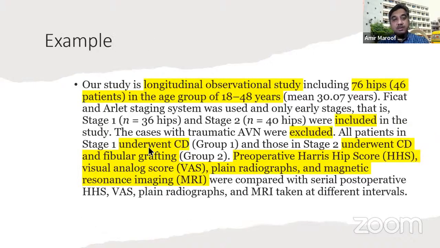Now this is an example again from the same article that I'm referencing. If you look at this particular methodology, for the first highlighter, the study design is written, then the patients' age groups are written. This is because I have already taken it from a published paper, with its sample size and age group.